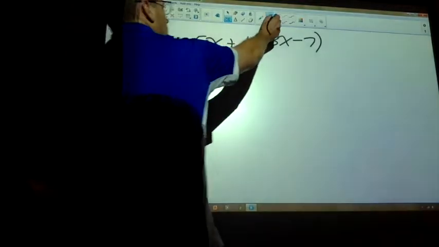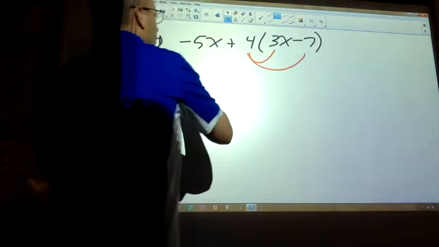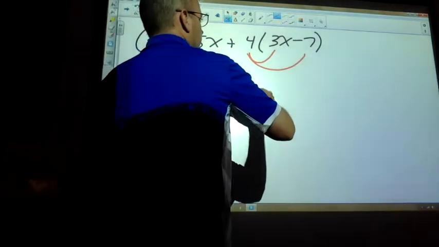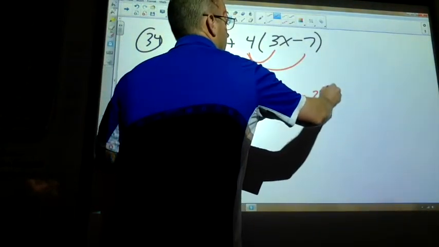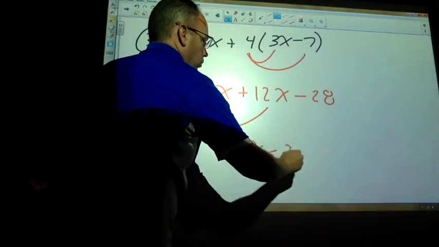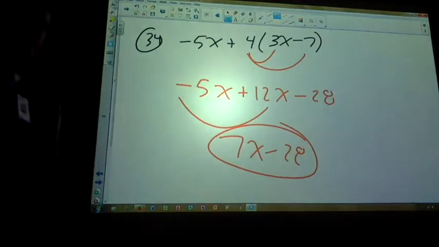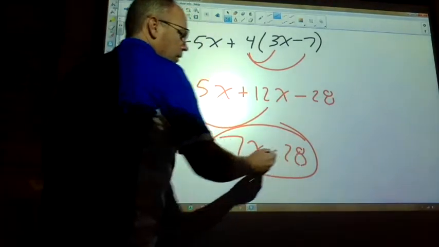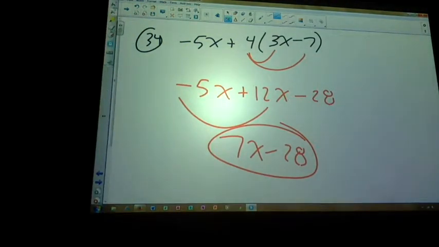So on this particular one, we're going to distribute over the parentheses. Get that, and then I add these two like terms, so that gives me 7x minus 28, and that's all done. That should be it. Okay? And then get out page 7, 8, 9, and 10, and I'll come back and mark you up.